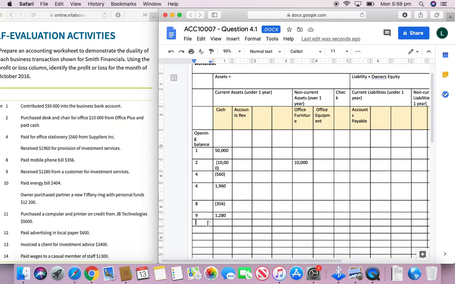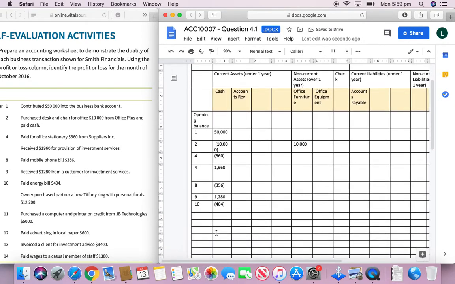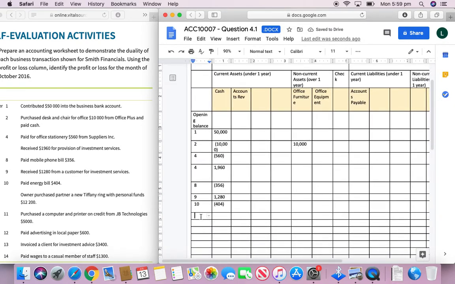All right, so number 10, we paid an energy bill. Again, it's cash. So if they don't say it's on credit, they just say it's paid, it's always going to be cash. So it's a straight up event. Okay, and then because it's an expense, we're going back to our P&L. So we go brackets 404. So paid electricity bill.